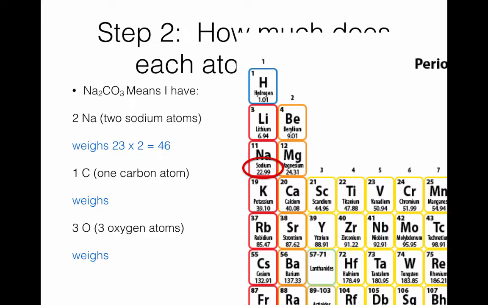And then how many sodiums do I have in each Na2CO3? I've got 2 sodiums, because that's what that little 2 means after the Na. So I'm going to take the weight of 1 sodium, multiply it by 2, and I would get 46 units of weight. We'll talk about what those units of weight are here in a minute.